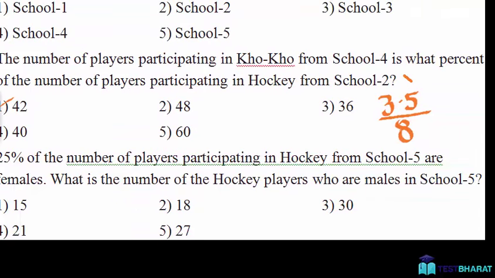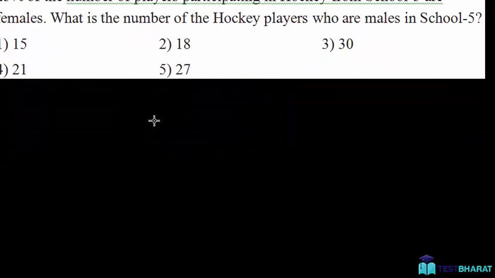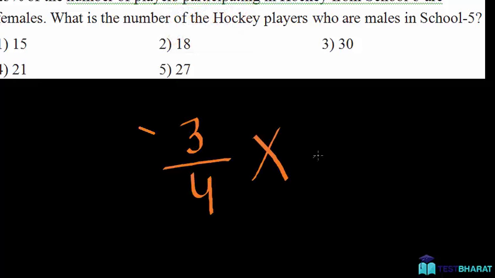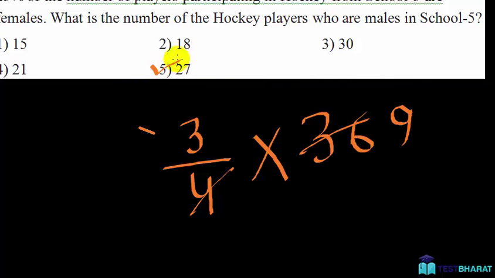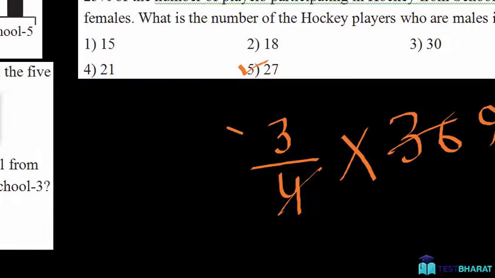and we need to find out 75%, and for 75% there is a fraction. We can use the fraction 3 by 4, so it's 3 by 4 into 36 will give you 9. 9 into 3 is 27. So you can use these fractions.